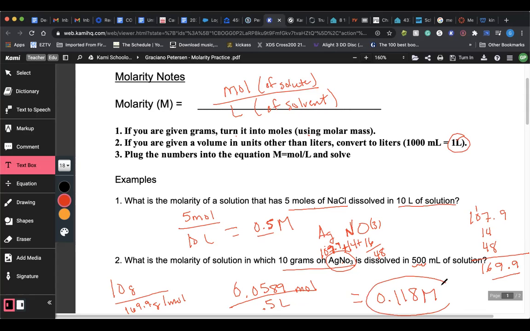In science, we only go to 3, right? So we stop at the third number. In science, you always want to make sure you have about 3 significant figures when it's not an even number. So 0.118. Good. It's my molarity.